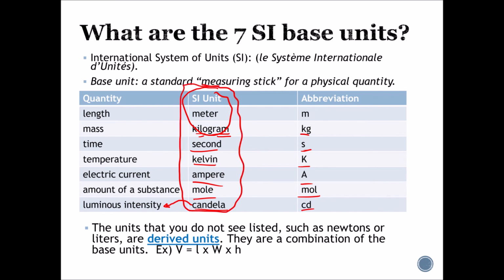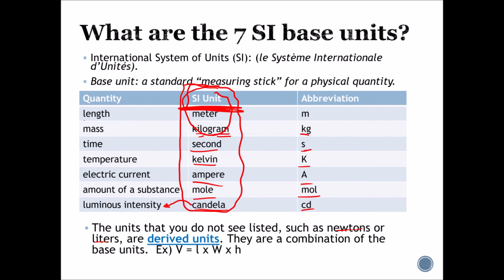These are the 7 SI units, the standard units of measurement. Meter, kilogram, second, Kelvin, ampere, mole, and candela. Units that you do not see listed, such as newtons for force, or liters for volume, are derived units. That means they're a combination of the base units.